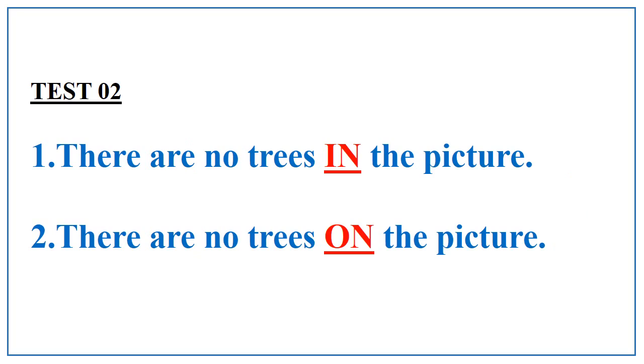Next example. Question number 1. There are no trees in the picture. Question number 2. There are no trees on the picture. So let's think. You can have 5 seconds. There are no trees in the picture is correct. There are no trees on the picture is wrong.